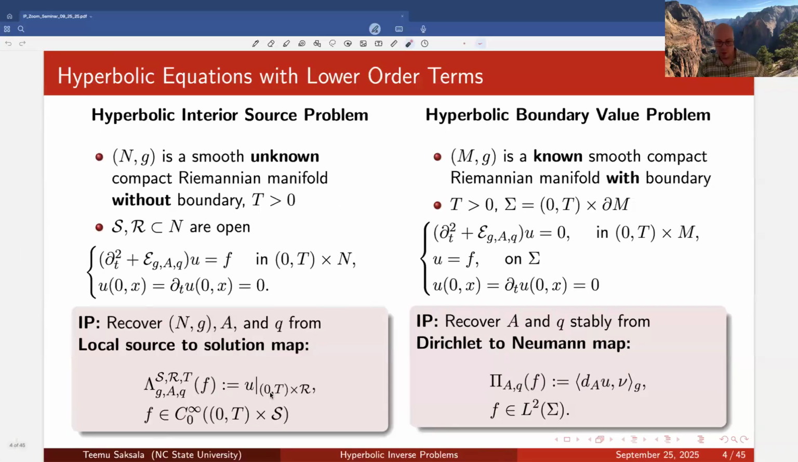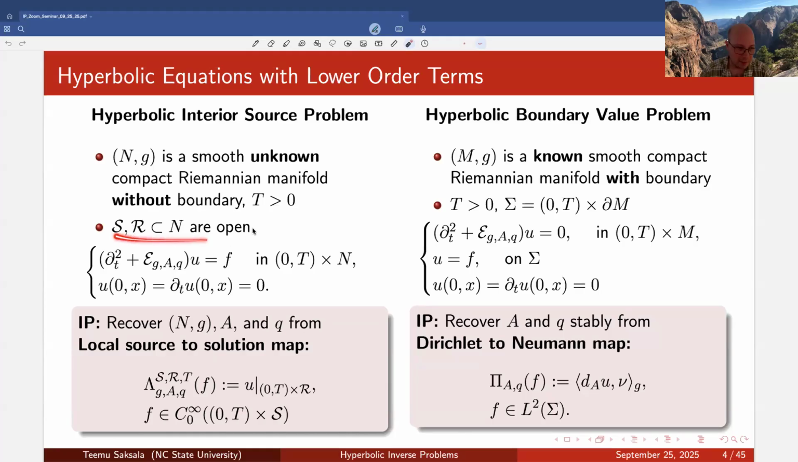What I want to study today are two hyperbolic problems related to this elliptic operator. On the left column, I'm looking at the case on the closed manifold, like the sphere, and on the right hand side, the case on the manifold with boundary, like the disk. On the left hand side, I assume all the time that I don't know what my manifold is. I know it's compact, but I don't know its genus. I don't know whether it's a sphere, or a torus, or a figure 8, or anything like that. I just know it's some compact closed manifold.